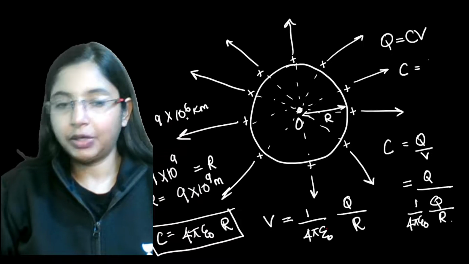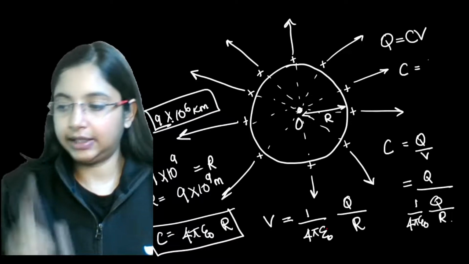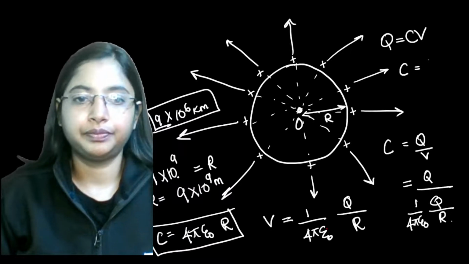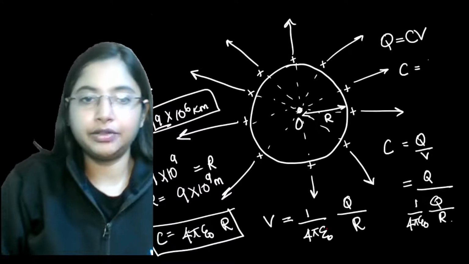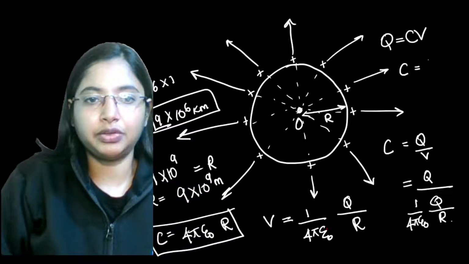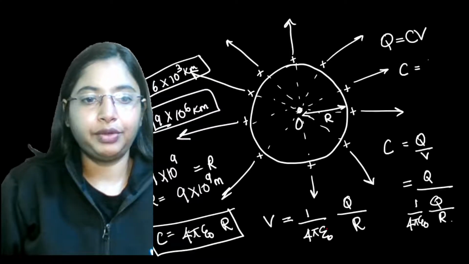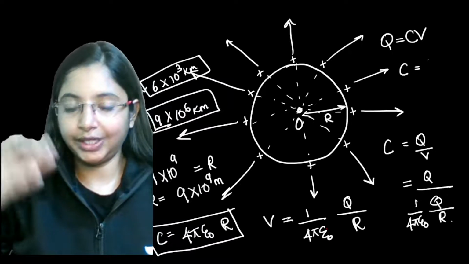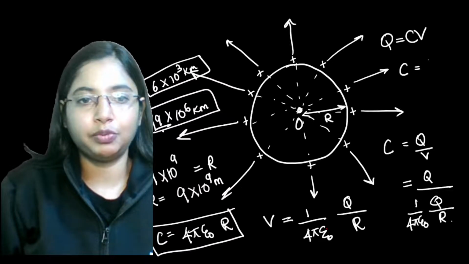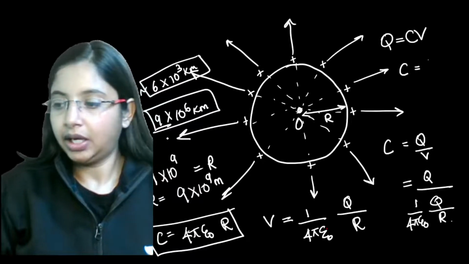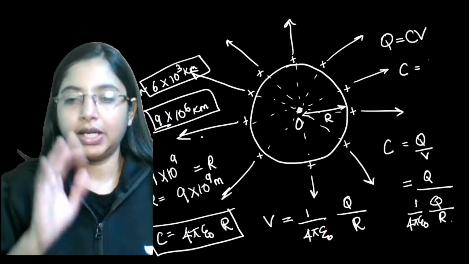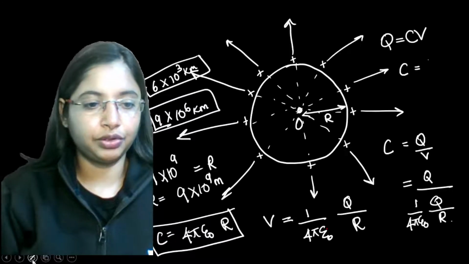This is about 1500 times the radius of Earth, because the radius of Earth itself is only approximately 6 into 10 to the power of 3 kilometers. When compared to this, if you want to get 1 farad, then you have to take a conductor which is 1500 times larger than the Earth. So because of that, 1 farad is a very large value. We do not use that. We use milli or microfarad.